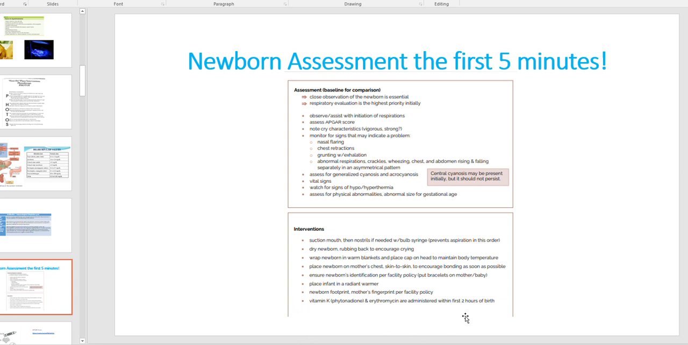Interventions would be to give the medicines within the first 2 hours, and we'll talk about that in a second. But the vitamin K, which is a blood clotting factor, right? Because babies are not born with blood clotting factors. That's why we give vitamin K.